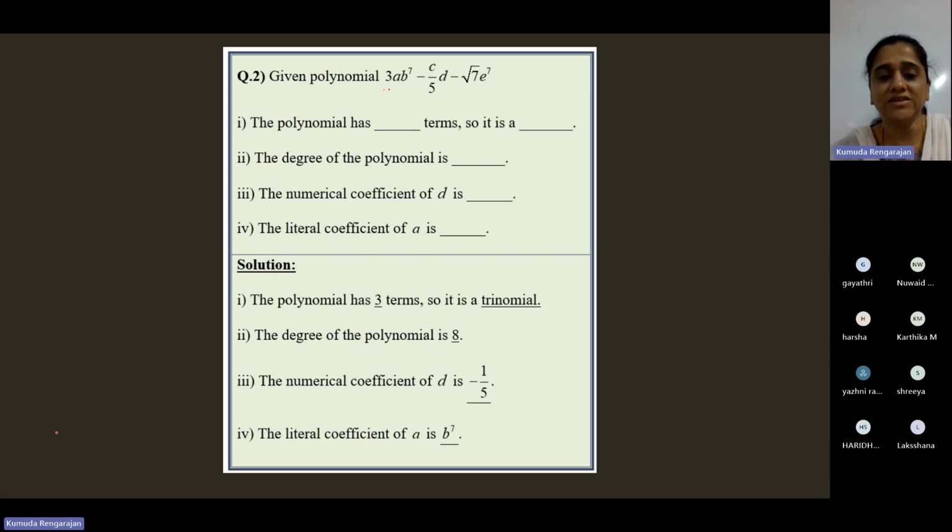Okay, see, in this term we have A. The coefficient of A. To answer that question, just take away A. This is the coefficient of A, 3B to the power 7. Now we can have more specific questions. What is the numerical coefficient of A? 3. What's the literal coefficient of A? B to the power 7. Coefficient of A is 3B to the power 7. If it is simply coefficient, write everything other than A in that term.